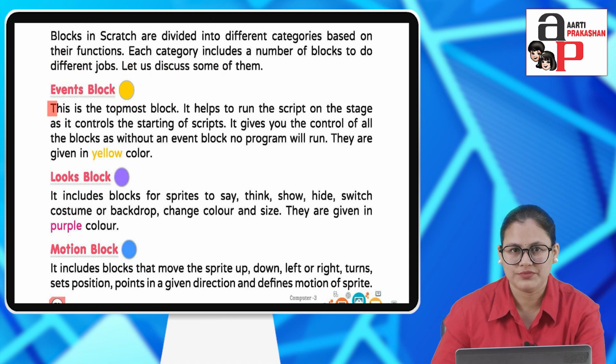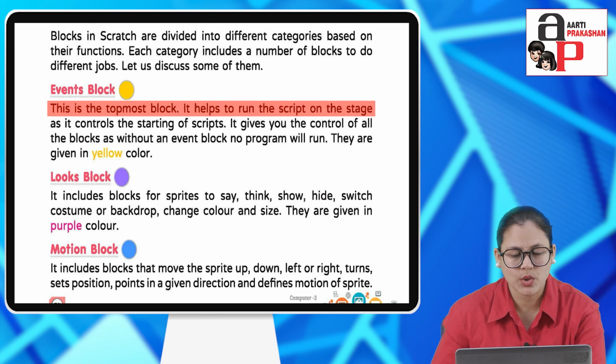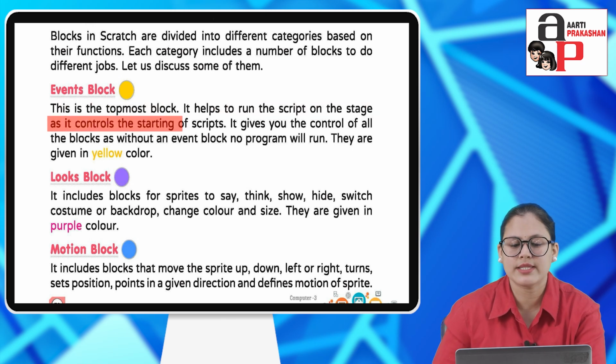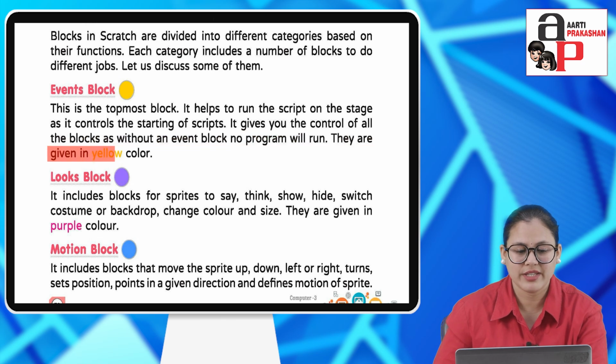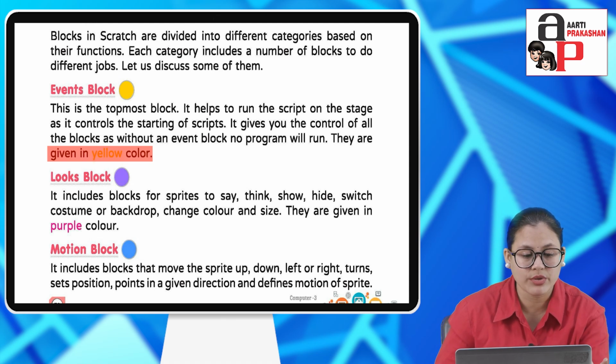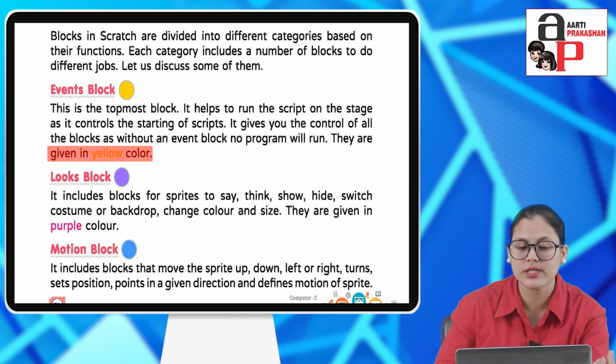Events block. This is the topmost block. It helps to run the script on the stage as it controls the starting of scripts. It gives you the control of all the blocks, as without an event block, no program will run. They are given in yellow color. Okay, so events blocks are yellow in color, and this is the topmost block. It helps to run the script on the stage because it controls the starting of scripts.